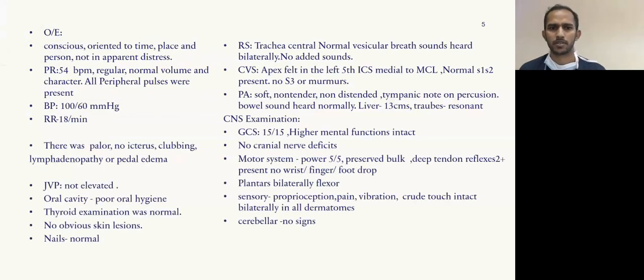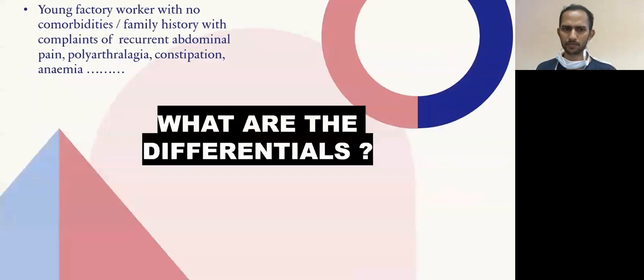On examination, he was conscious and oriented to time, place, and person. Pulse rate was 54, regular, and all pulses were palpable. There was pallor, with no clubbing, lymphadenopathy, or pedal edema. Oral cavity showed poor oral hygiene. Thyroid, skin, and nails were normal. Respiratory, cardiovascular, and abdominal systems were normal. The nervous system did not show any neurological deficits: no wrist drop, finger drop, or foot drop.